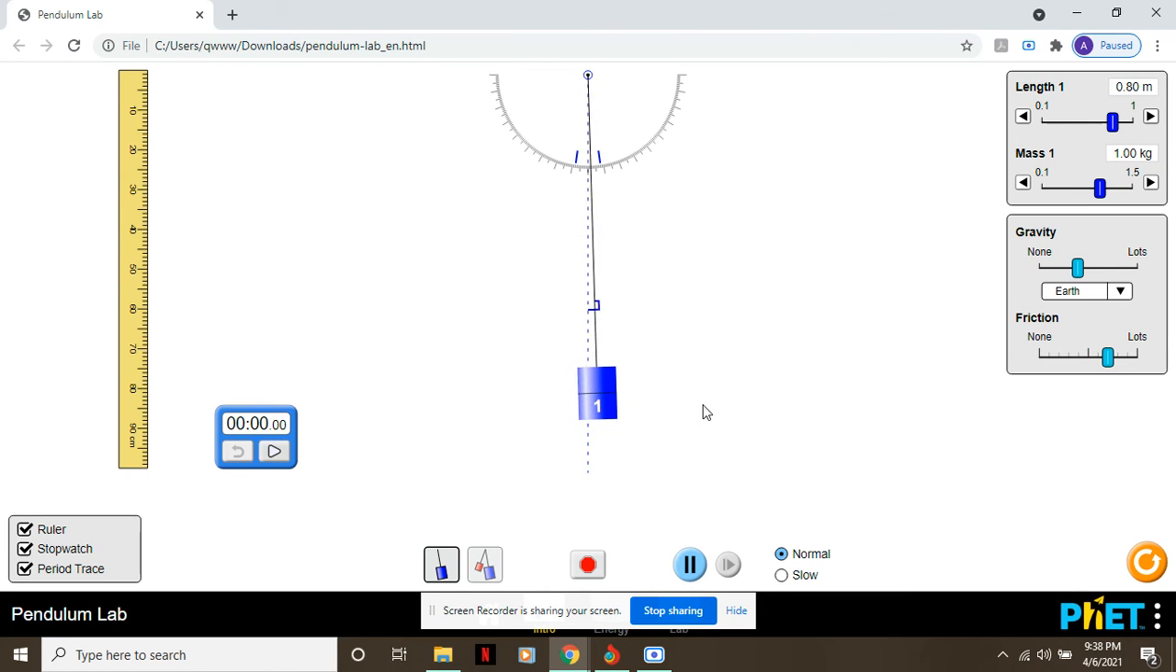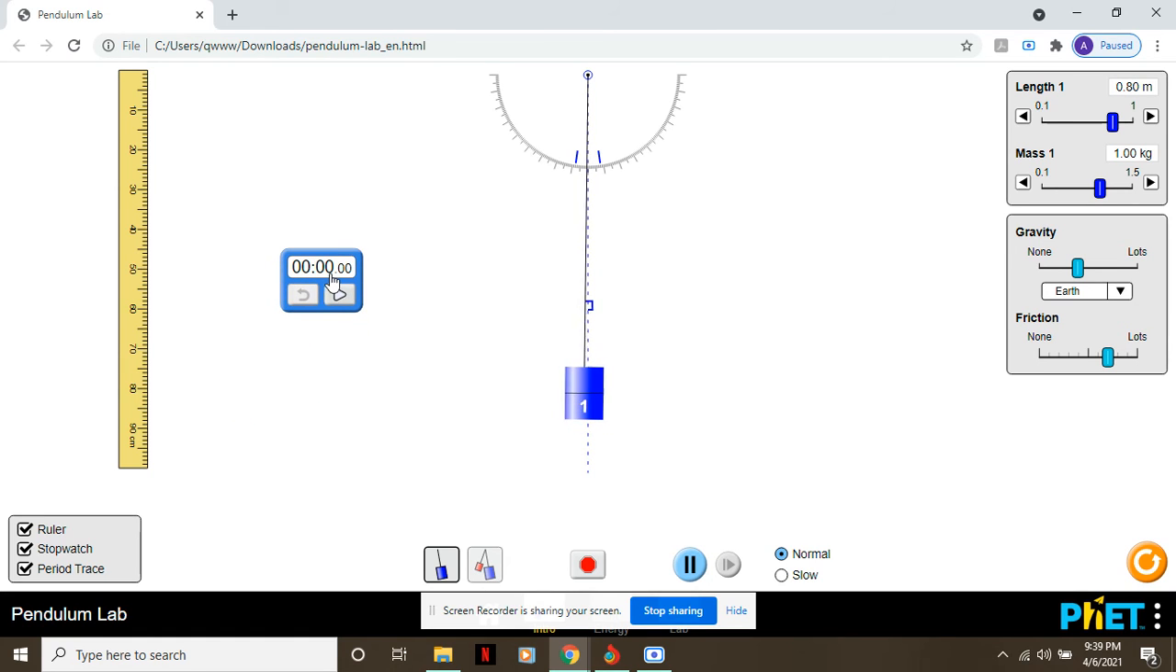So it's quite difficult for us to quickly start the stopwatch and stop it for us to measure the period. So what we are going to do is we are going to time 10 oscillations, then record the time for 10 oscillations on our stopwatch, and then use that information and calculate the period of one oscillation. So the friction is too much. Let me just reduce it a bit.